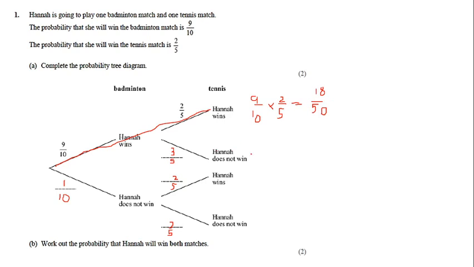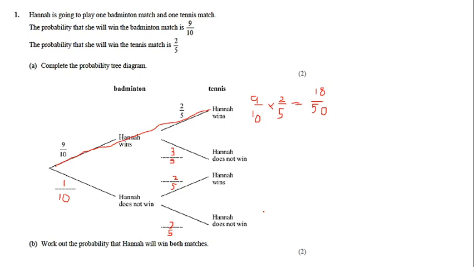Okay, if it was wins one match, then it would be up here and along here and down here and along here. So you would do the same to find the probabilities of anything here ending, but then you would add these two up at the end. Okay, so you multiply along the arms, but then add up at the end.